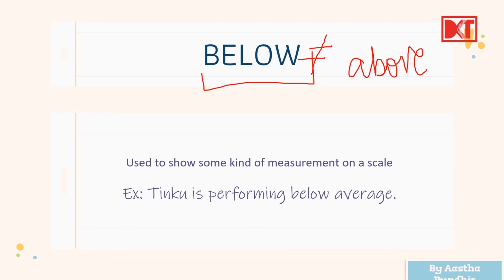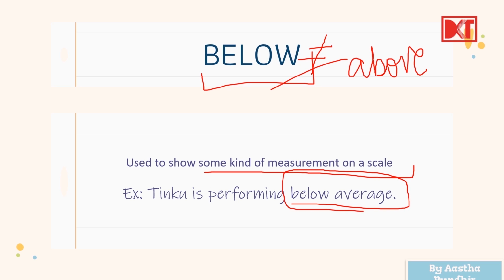So the next preposition is below. It is the antonym of above. So above जहाँ यूज हो रहा था उसके opposite यूज होगा below. It is used to show some kind of measurement on a scale. जैसे, Chinku is performing below average. हमने पहले किया था above average, जब prices above average चल रहे हैं, पर अब below average, जब average से कम है prices.